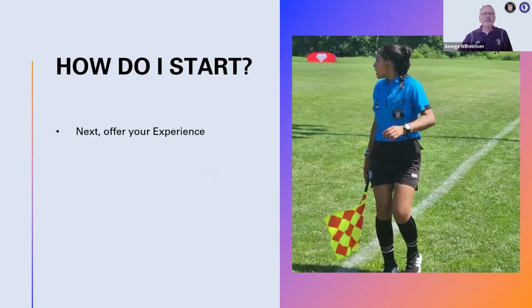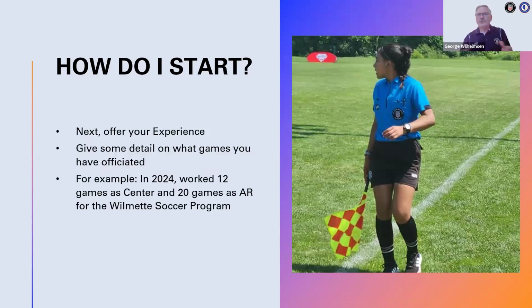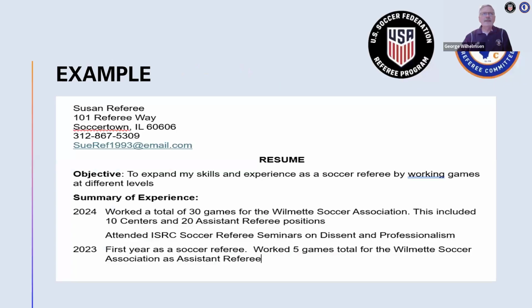So again, how do you start? Offer your experience. Give some detail on what games you've officiated. For example, in 2024, you worked 12 games as center and 20 games as AR for the Wilmette soccer program. That gives an assigner a pretty good idea of what your capabilities are.